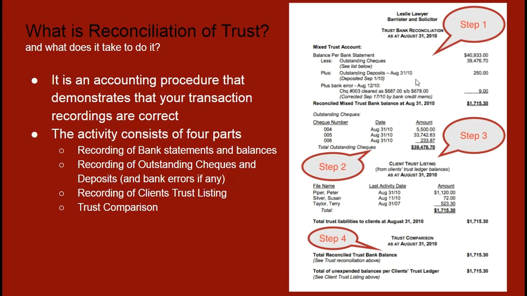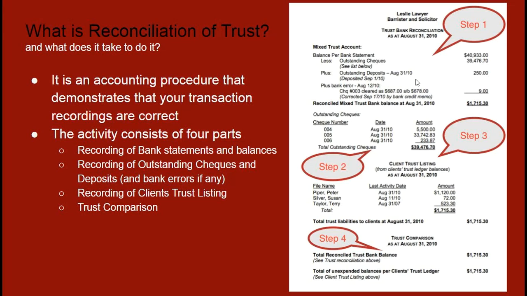The second is capturing all of the outstanding checks and deposits and any bank errors. And these are the 3 important anomalies that you may come across when you try and match what's in your bookkeeping system against what's in the financial institution. Okay, so these are 3 areas: outstanding deposits, outstanding checks, and any bank errors.